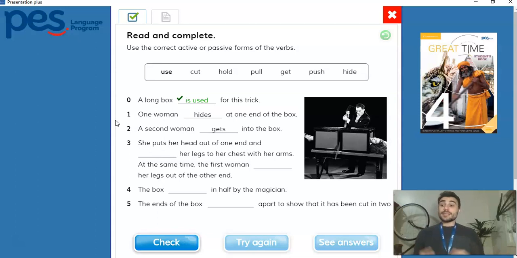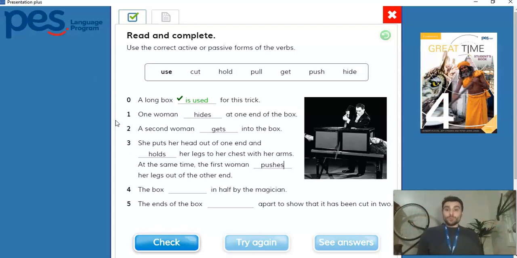So, and holds her legs to her chest with her arms. You know, when you hug your legs, you know, when you're doing exercise or something. And at the same time, the first woman pushes her legs out of the other end. Again, active voice. She is doing something. She's not being the object. She's not receiving the action.